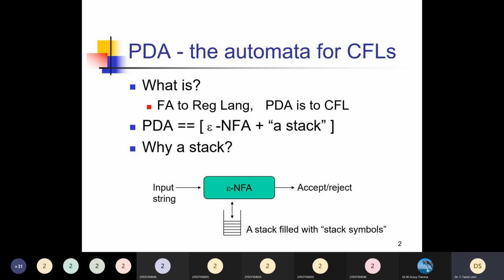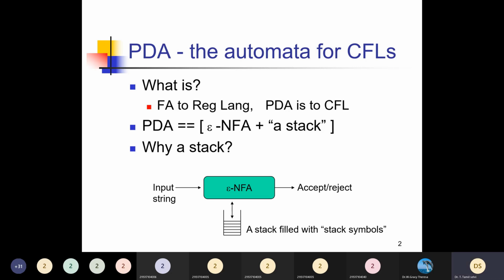Coming to the stack, why are we using stack here? We are giving some input to ENFA. We need to store some value to check whether the strings are accepted or rejected. For this, we need to store something in our memory. For this purpose, we are using stack here. And then what about the output? Whether the given input string is accepted or not. That is the output of this PDA.